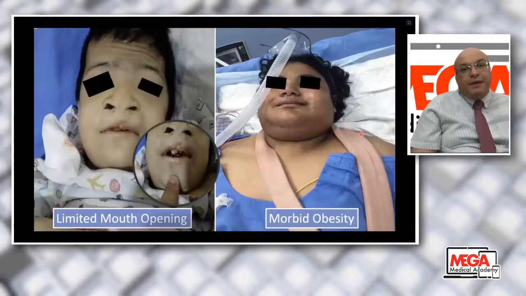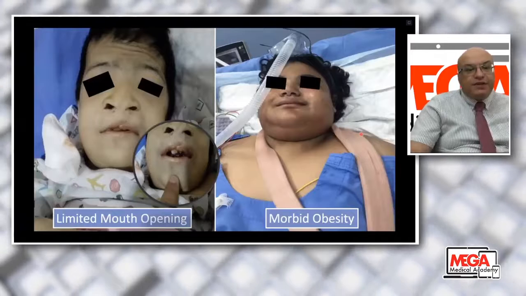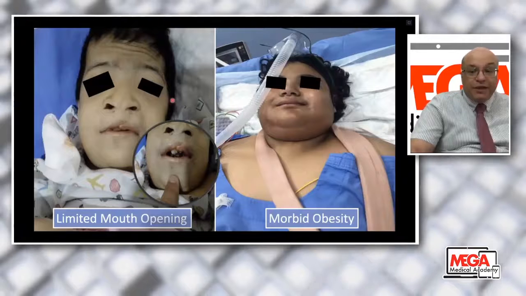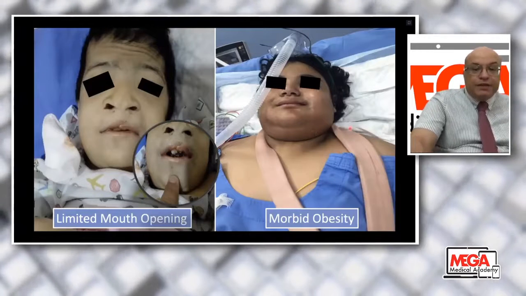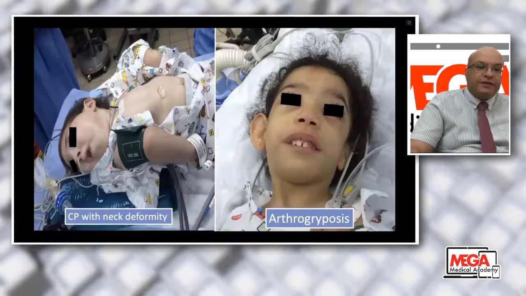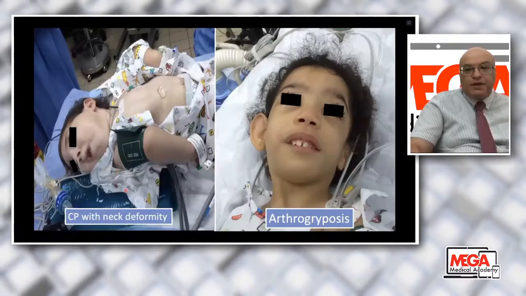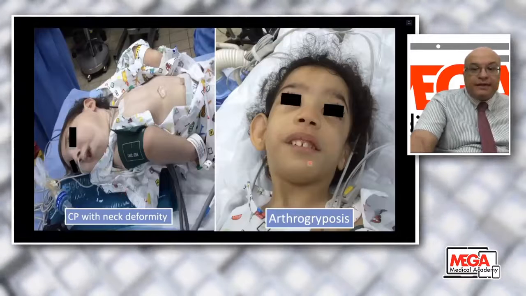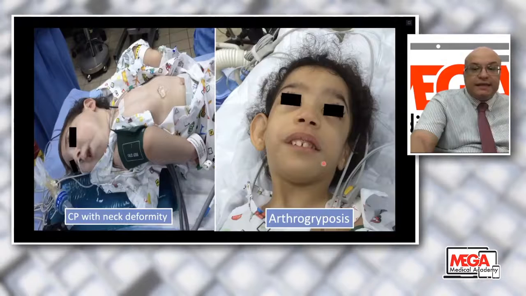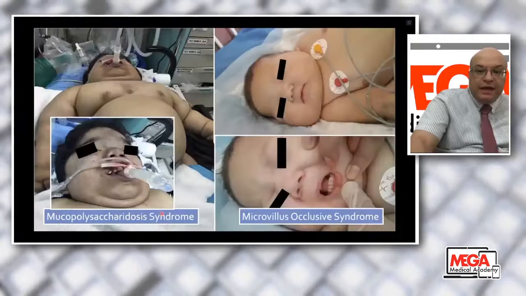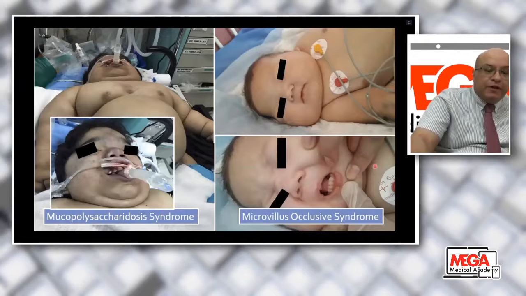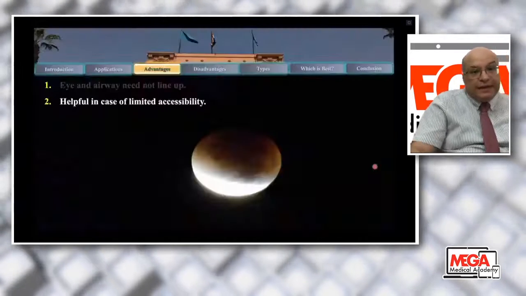The problem of alignment of the three axes arises if you have a patient with limited mouth opening, like this patient with congenital malformations, pediatric patients with morbid obesity, cerebral palsy with neck deformity and a fixed rotated head to the right side, a patient with arthrogryposis, or a patient with mucopolysaccharidosis syndrome, or a patient with microphallus occlusive syndrome. In all of them, video laryngoscopes were successfully used.